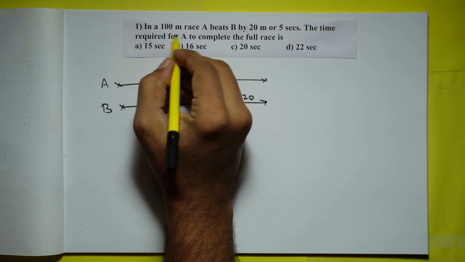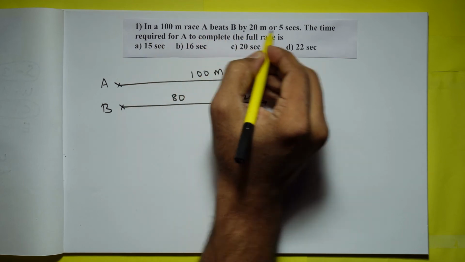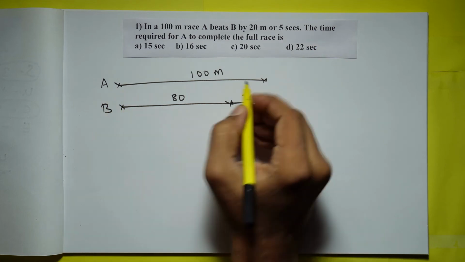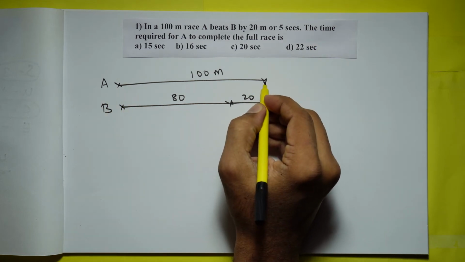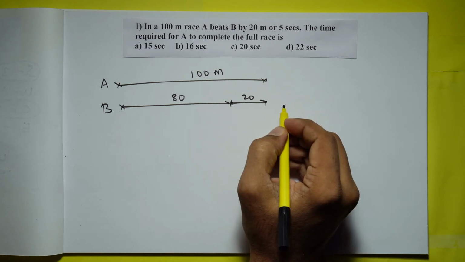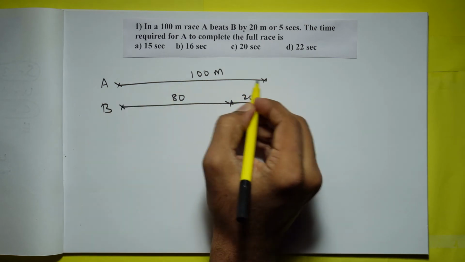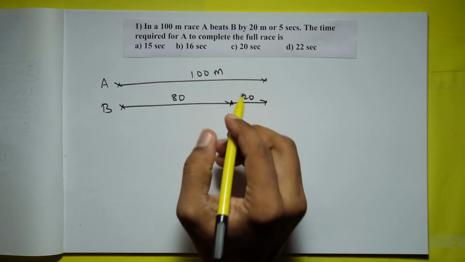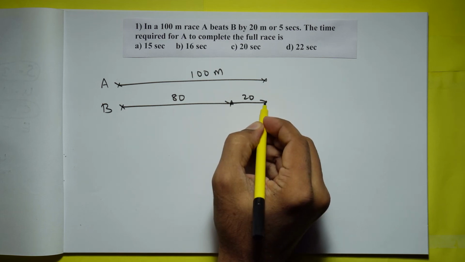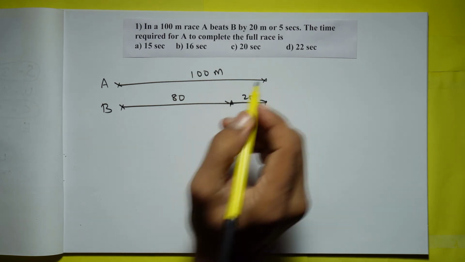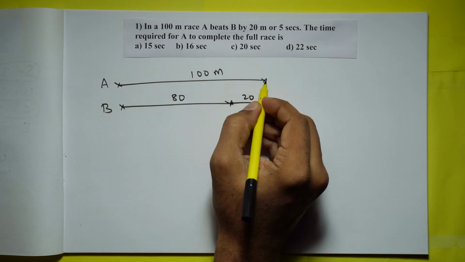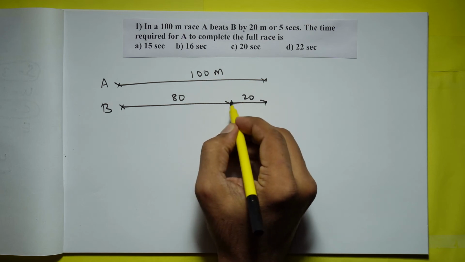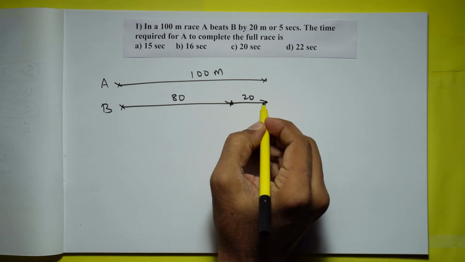Also, it is said that in a 100-meter race, A beats B by 5 seconds, which means that after A has completed his full 100 meters, after that B requires another 5 more seconds. Now when A completes the full 100 meters, B would have done only 80 meters. B will be here, and to do the remaining 20 meters, B will require 5 seconds. That is why after A has completed his full 100 meters, B requires another 5 more seconds.